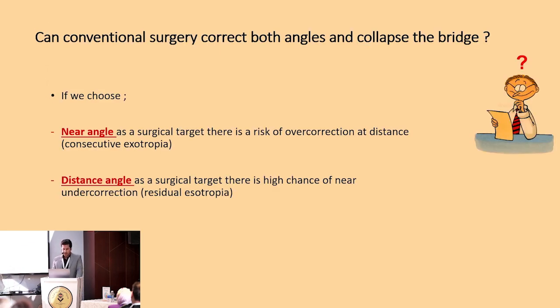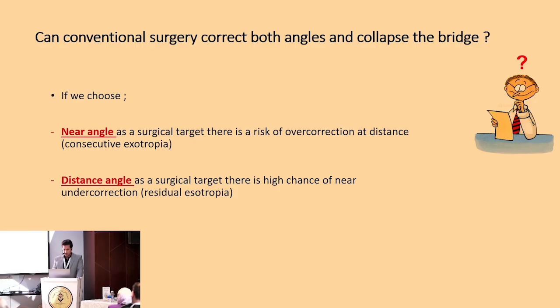The question here is, can conventional surgery correct both angles, distant and near, and collapse the gap, the bridge that is present, or not? Many studies have shown that the results of conventional surgery are not quite encouraging. If we choose the near angle as a surgical target, there is definitely a high risk of overcorrection at distance when the patient looks to distant fixation. While if we choose the distant angle as the surgical target, again there is a chance of significant residual esotropia at near. So what is the option here?